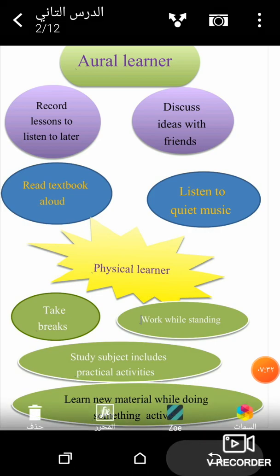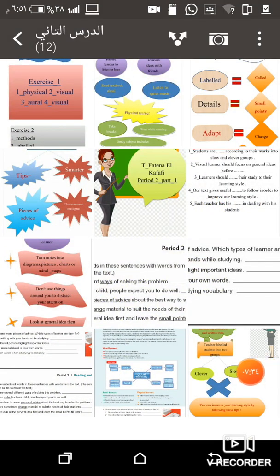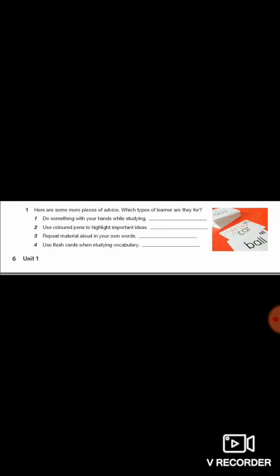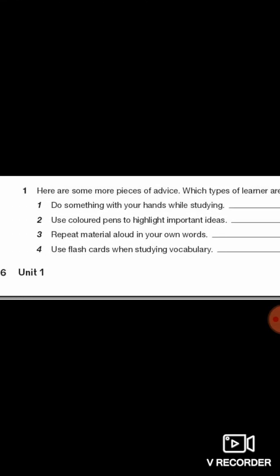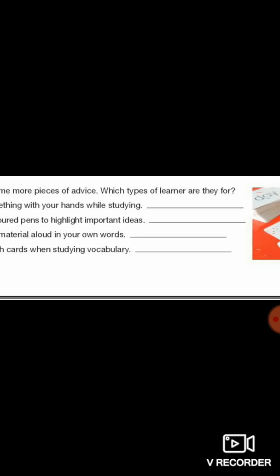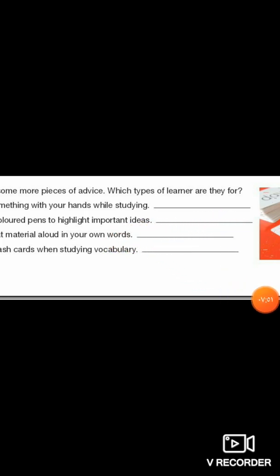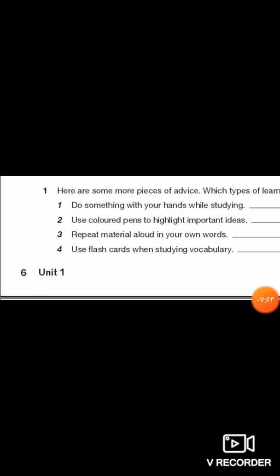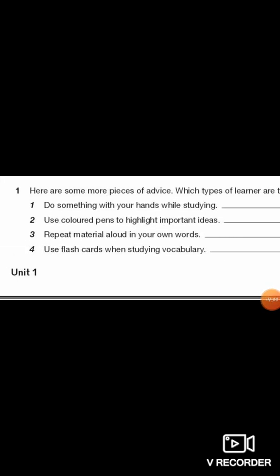Now we have here an exercise in our book. Let's see it. The exercise says, here are some more pieces of advice. Which type of learner are they for? شو نوع الليرنر المناسب لهم؟ We have some advice and you are going to say which learner, which style suits them. Do something with your hands. تعمل الشغلة بإيدك while studying.